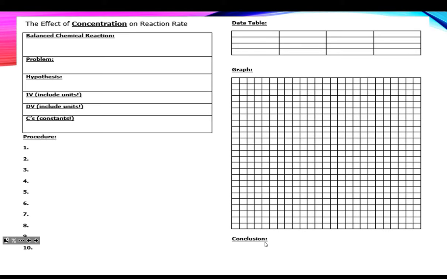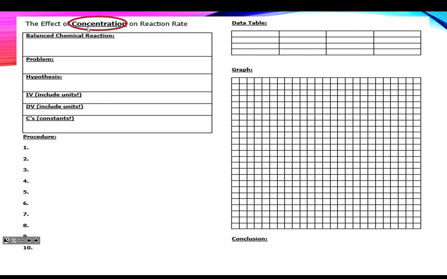Your claim should be, for instance, the effect: the higher the concentration, the higher the rate. The evidence: when I did this experiment with this concentration, I got this time. With this experiment, this concentration, I got this time. The justification: because the concentration increased, then the reaction rate increased, decreased, whatever. Okay? So you need to do that for each of them.